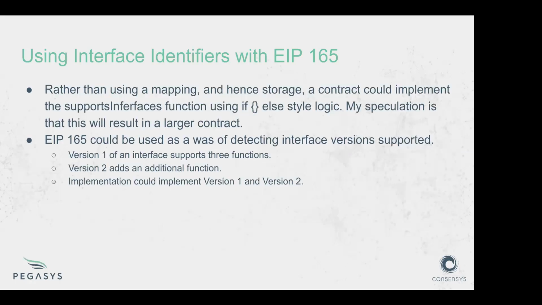So yeah, as I said, rather than using a mapping, you could use if-then-else style logic to indicate whether you support certain interface IDs. My speculation is that this will result in a larger contract.